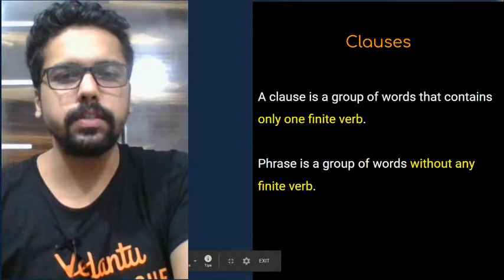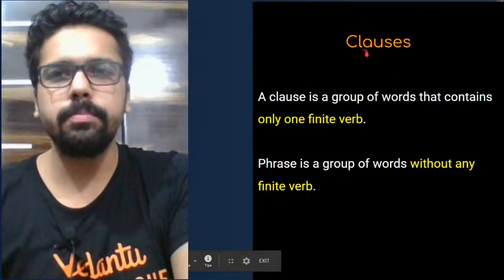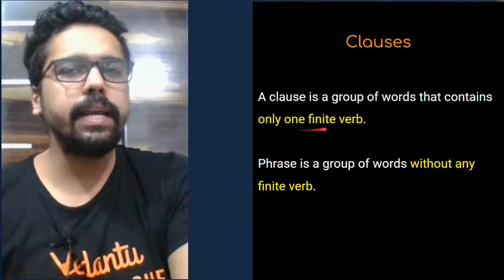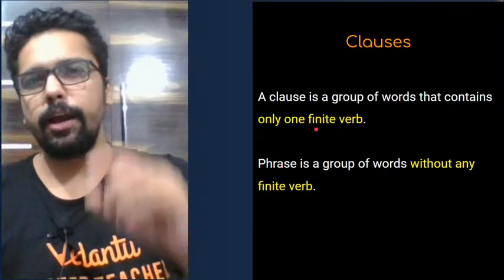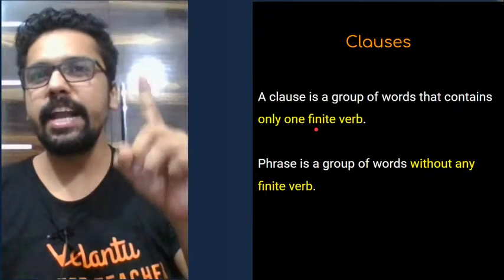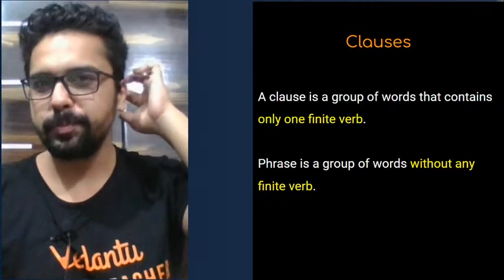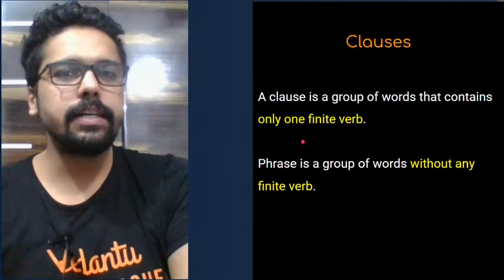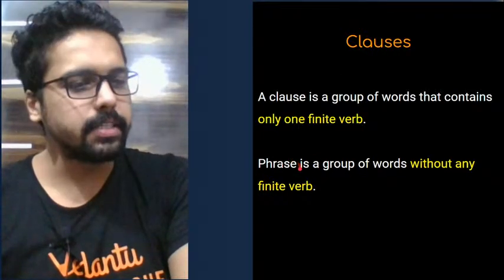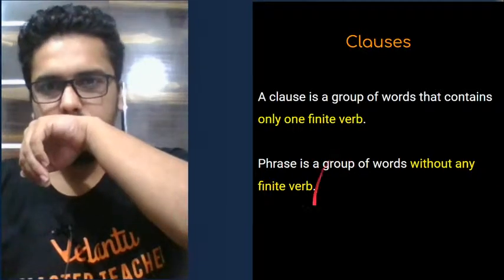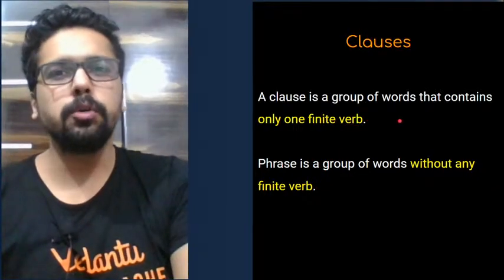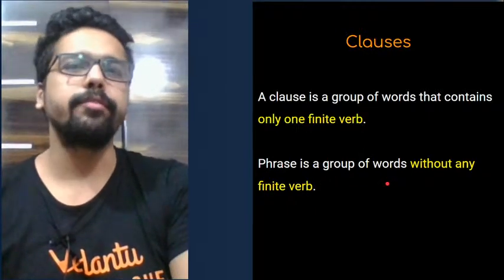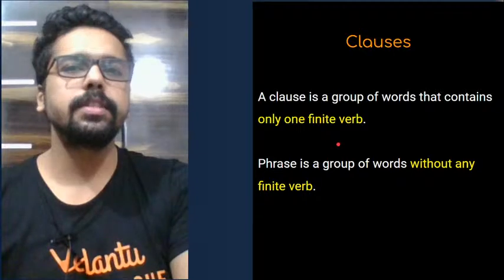So let us understand what a clause is. First of all, we'll simply understand what a clause is. A clause is nothing but a group of words that contains only one finite verb. A clause is basically a group of words that contains only and only one finite verb. Most of you get confused between the definition of a clause and a phrase. A clause is a group of words that contains only one finite verb, and a phrase is a group of words that is without any finite verb. That's the main difference.